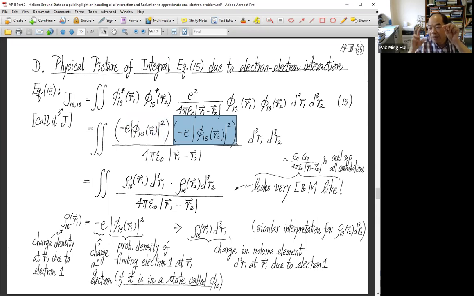Okay, a bit here, and then the Coulomb repulsion. So I have Q1 times Q2 divided by 4 pi epsilon times the distance. So this is an electromagnetic interpretation of the integrand. Do you follow me?